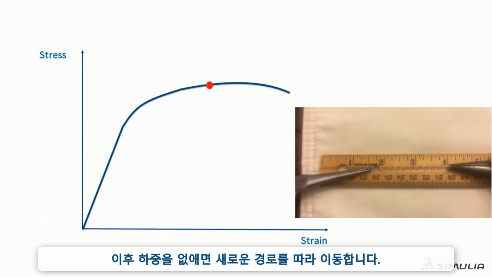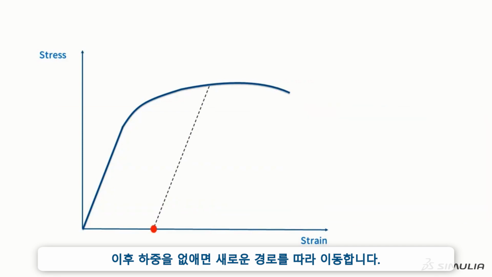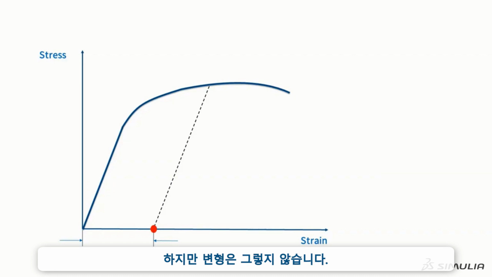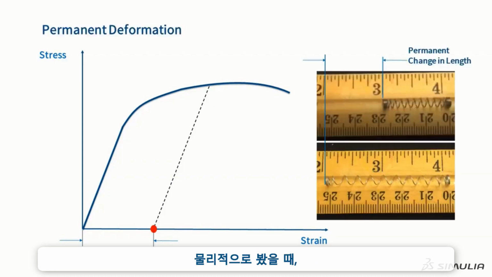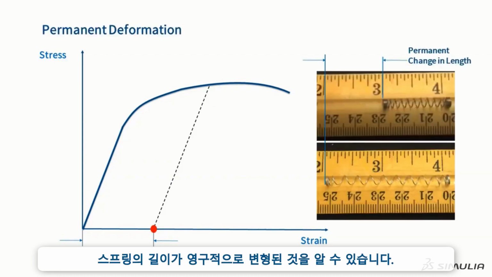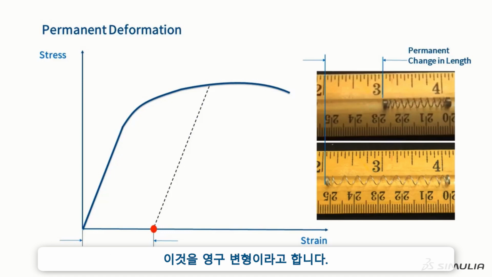When we release the load, we follow a new path. Once we remove all of the load, the stress returns to zero. But the strain does not. Physically, we see this as the permanent change in the length of the spring. We call this a permanent deformation.